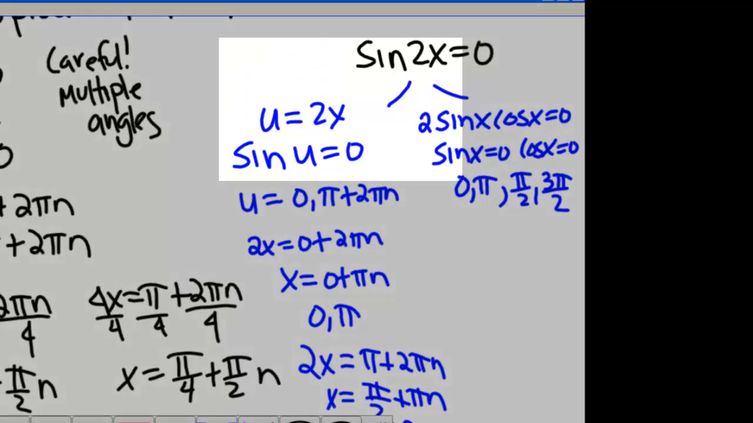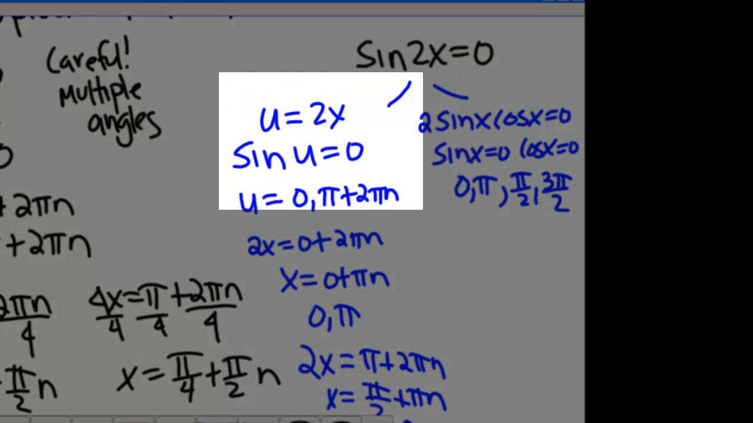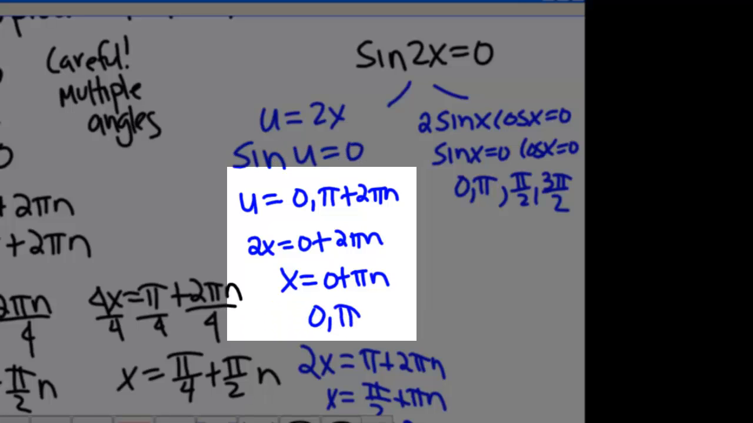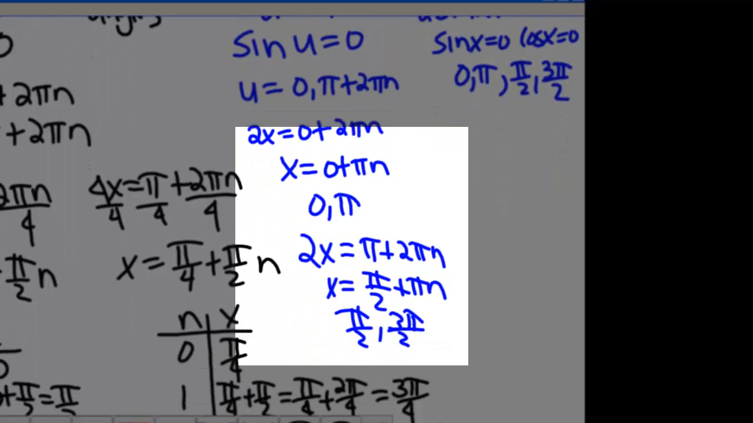I could do it by u substitution. So u equals 2x, the sine of u is equal to 0. So that means u can be 0 or pi plus 2 pi n. When I take 0 plus 2 pi n and divide it by 2 to isolate the x, I get 0 and pi, and then the next iteration would be 2 pi, which exceeds 2 pi.